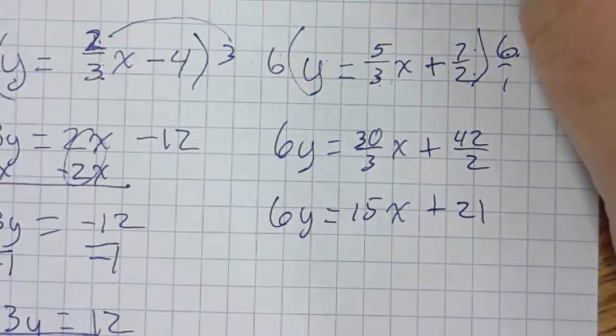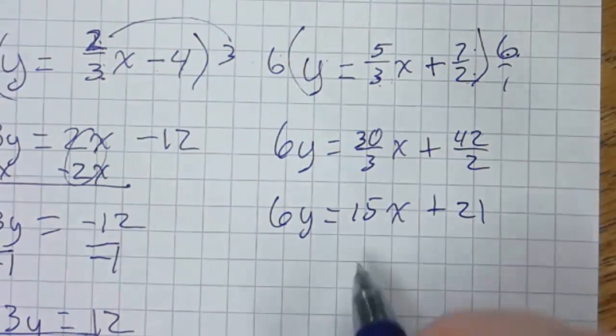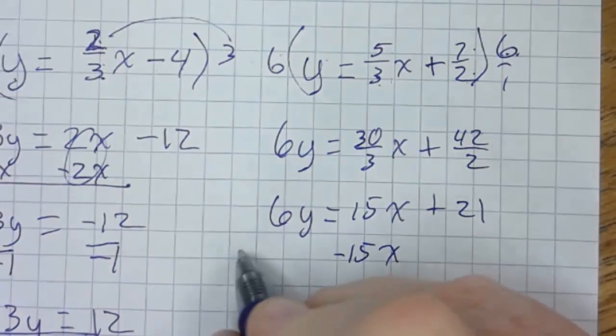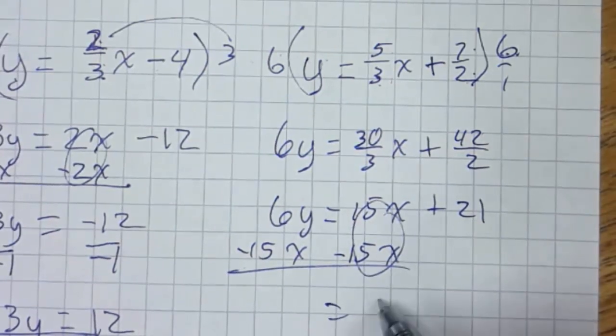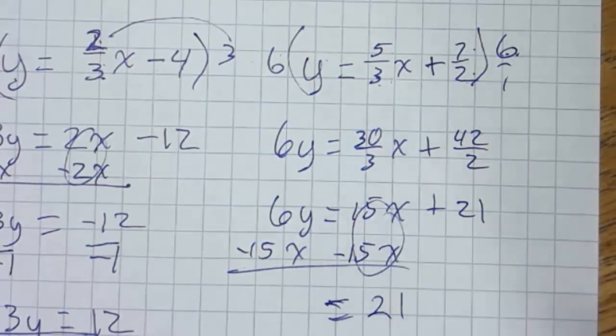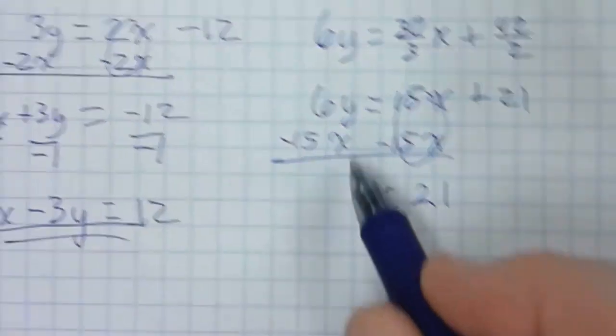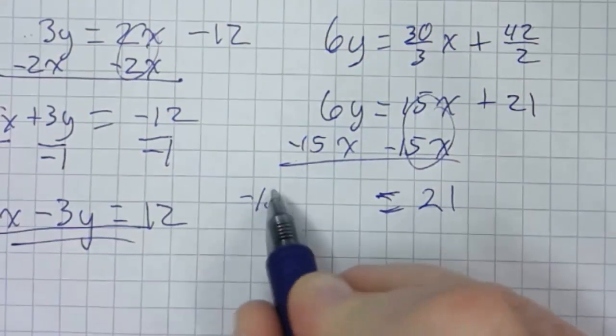So I'm done with step one. I've cleared out my fractions. Step two, bring the x term over. So I'm going to minus 15x's from both sides. That gives me a 0 here, and 0 plus 21 is an identity. That's just 21. And these are not like terms, so all I can do is express it as negative 15x plus 6y.